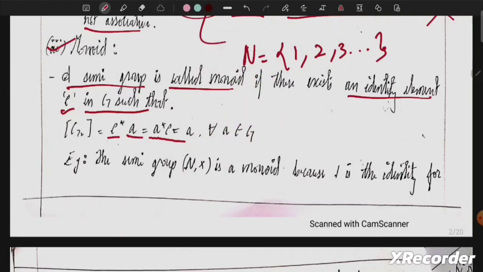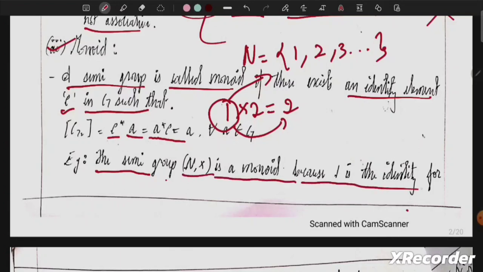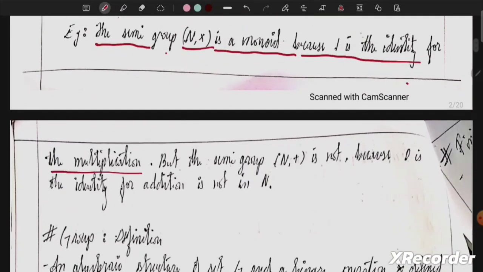Now let us see in the case of multiplication. 2 times what equals 2? If we multiply with 1, we will get 2. And 1 is there in the set of natural numbers. So 1 is the multiplicative identity element. We can even see here that the semigroup (N, ×) is a monoid because 1 is the identity for multiplication, but the semigroup (N, +) is not, because 0, the identity for addition, is not in N.